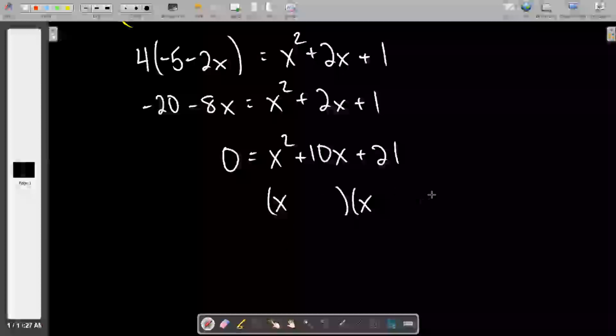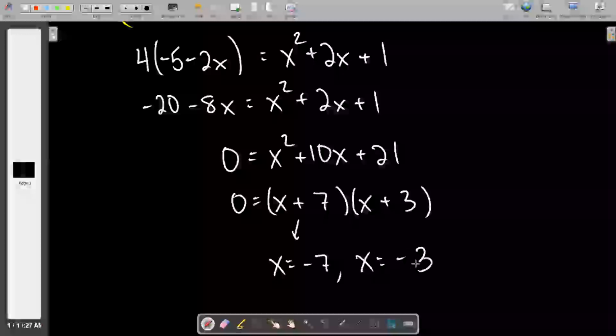What are my factors going to look like? +7, +3. So what are my answer candidates? Good job. Do they both work? I don't know. Does one of them work? I don't know. Does neither of them work? The only way I'm ever going to know is by testing them. So let's go back to the beginning now, and let's test -7 and let's test -3.